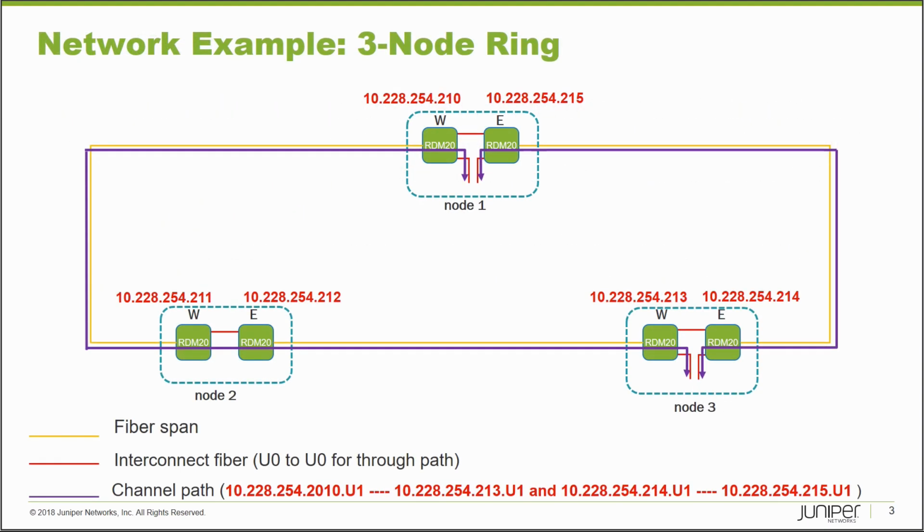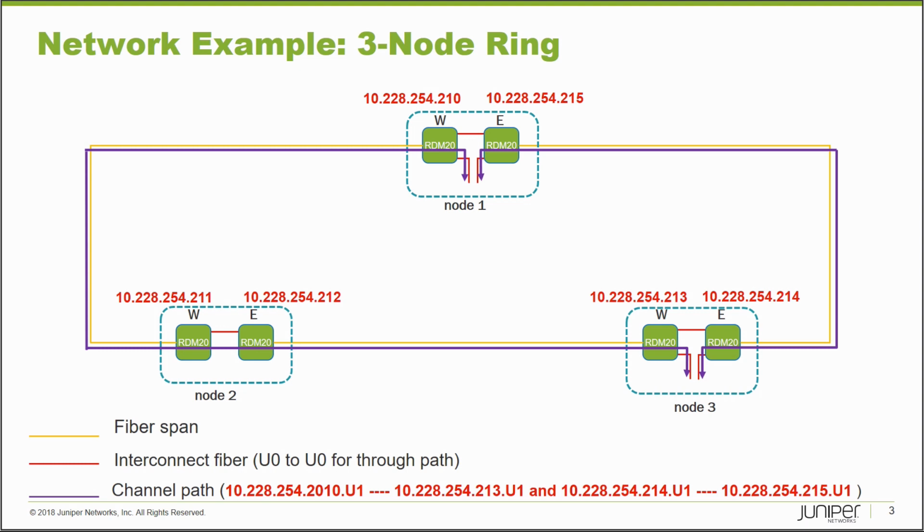This is the example network that we are going to be using in our demonstration. This is a 3-node ring. Each node is a 2-degree ROADM node, and we are going to create a transport service for a specific wavelength that will originate in node 1, be cross-connected through node 2, and terminate on the west-looking ROADM in node 3.